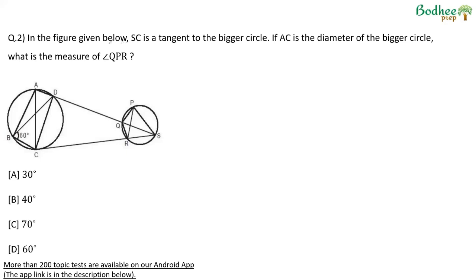In the figure given below, SC is tangent to the bigger circle. SC is the tangent. AC is the diameter. There will be a center here of the bigger circle. What is the measure of angle QPR? This is the angle that we have to find out.